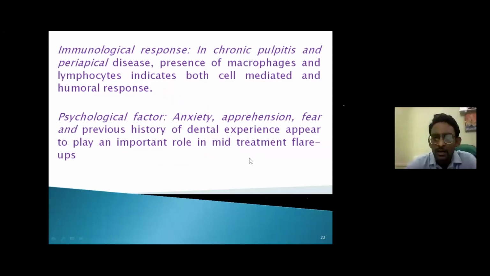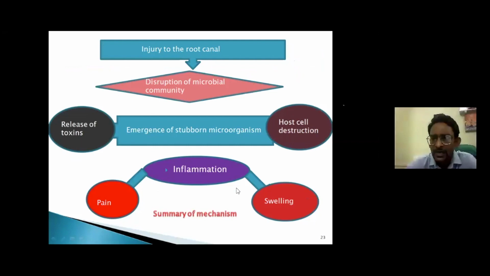Psychological factor, this is basically patient dependent. The anxiety of the patient, apprehension of the patient, fear of the patient towards dental treatment, and previous history of traumatic dental experience appear to play an important role in mid-treatment flare-ups. So this is the summary of the mechanism of flare-ups, basically the etiology of the flare-up.